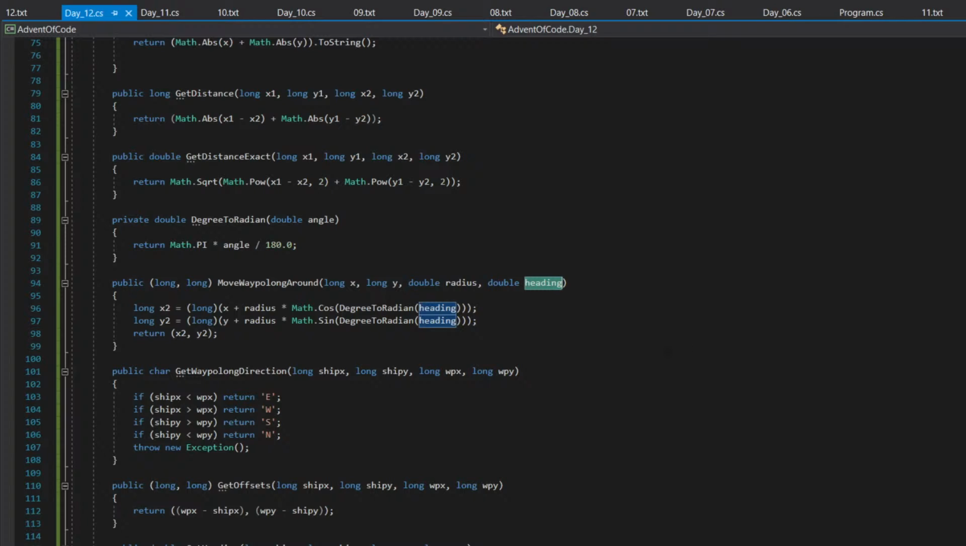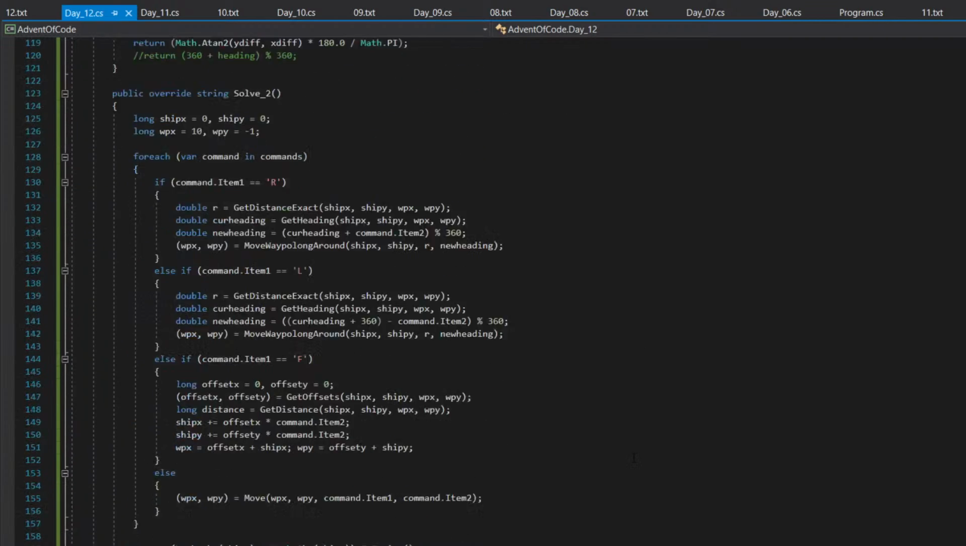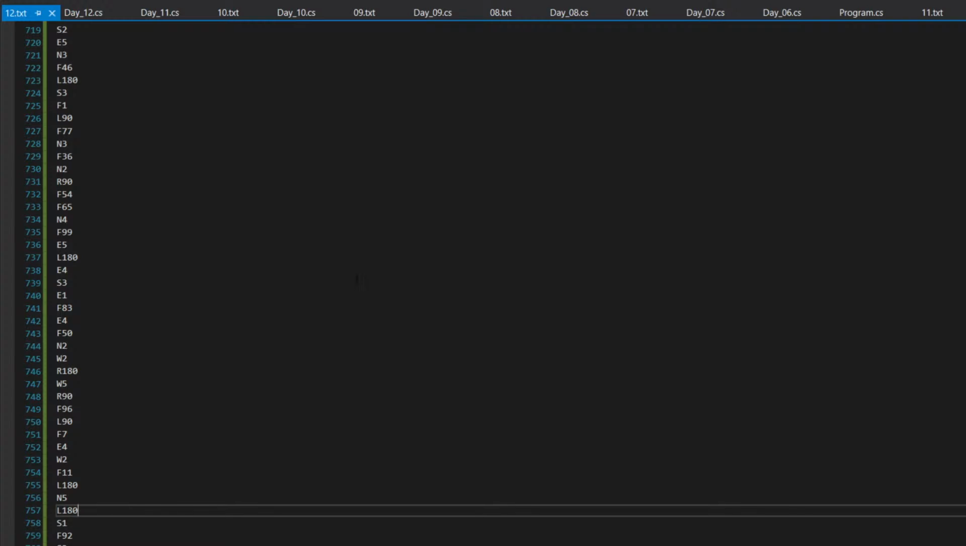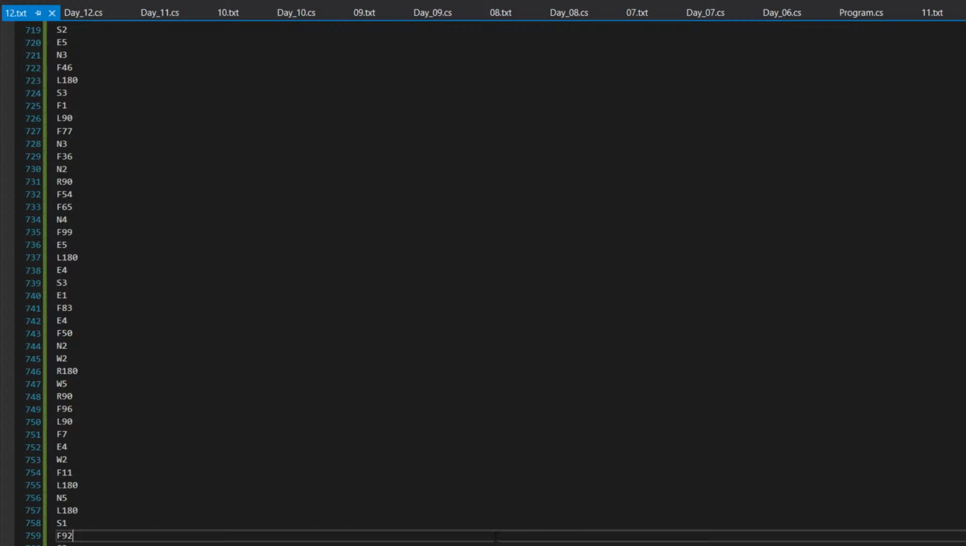Something like that. Another key point to pay attention to is that we're moving only in 90-degree increments. We don't really need to care about the fact that the circle is a continuous thing. We're really just moving one radius up, down, left, or right, given the offset from the ship. Oh well.